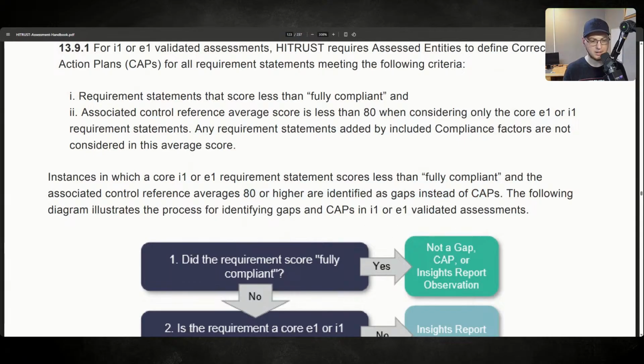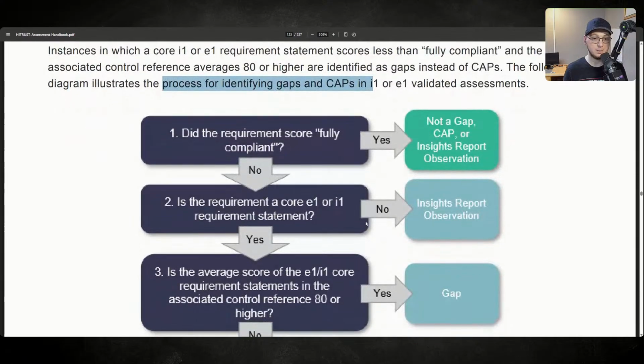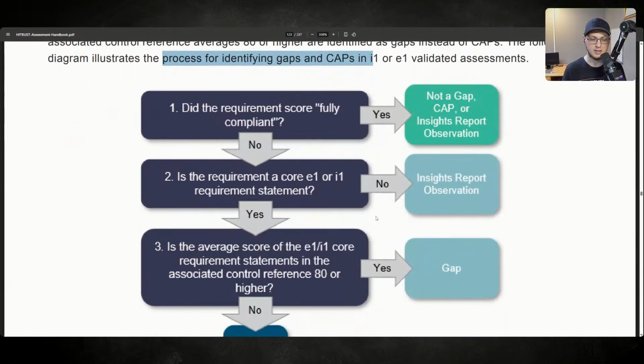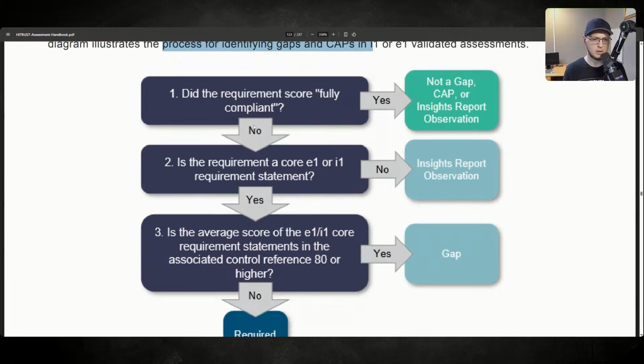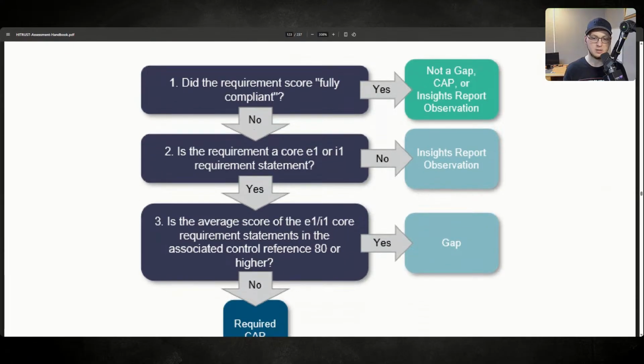The following diagram illustrates the process for identifying gaps and CAPs in I1 or E1 validated assessments. Did the requirement score fully compliant? Yes, then not a gap or CAP or insights report. Does not apply to this section. If we go with no, then is the requirement a core E1 or I1 requirement statement? No. All right, insights report.